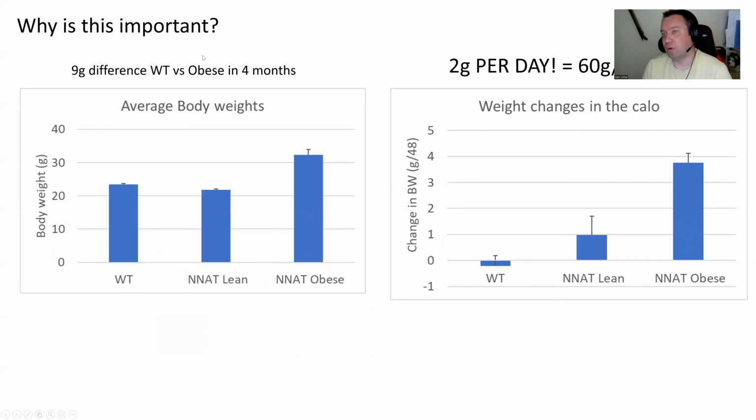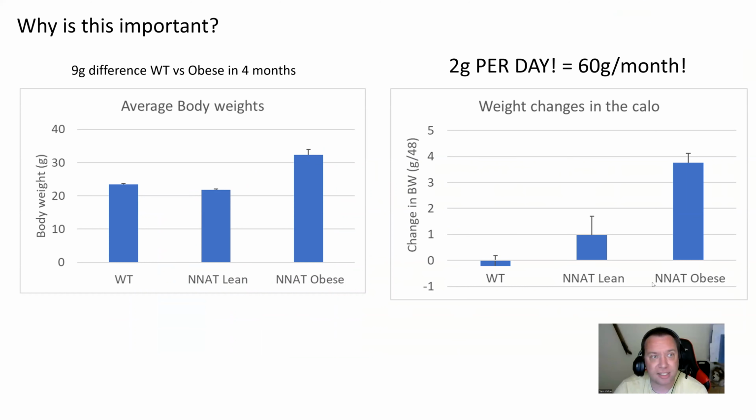And why is this important? I mean, obviously, this change in body weight is a real thing, okay? And it's driving some effects on energy expenditure. But we were certain this was not happening outside the calorimeter. And the reason we were certain, and I'm going to actually move my picture so you can see this, is that we had set up a 9-gram difference between the wild types and the obese NNATs in 4 months.